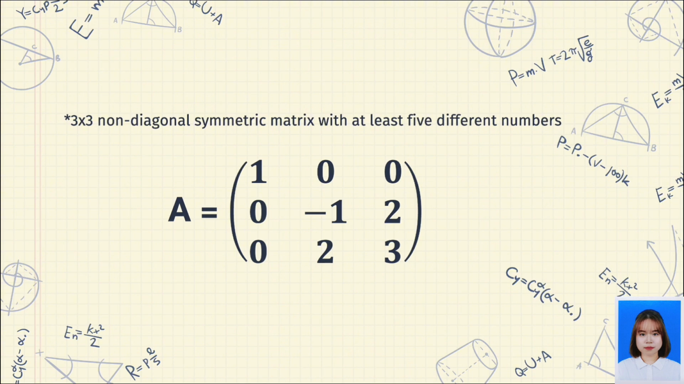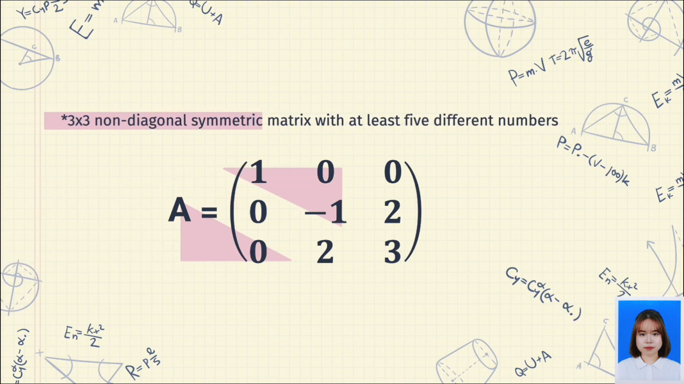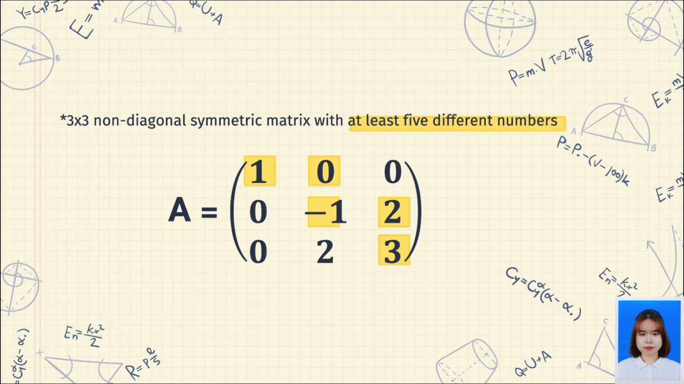The matrix we choose to use in this assignment is a 3 times 3 non-diagonal symmetric matrix with at least 5 different numbers, which is 1, 0, 0, 0, negative 1, 2, 0, 2, 3. It is a non-diagonal matrix as there are non-zero entries in the upper and lower triangle, and the matrix is symmetric as A is equal to A transpose. This matrix consists of 5 different numbers, which is 1, 0, negative 1, 2, and 3.